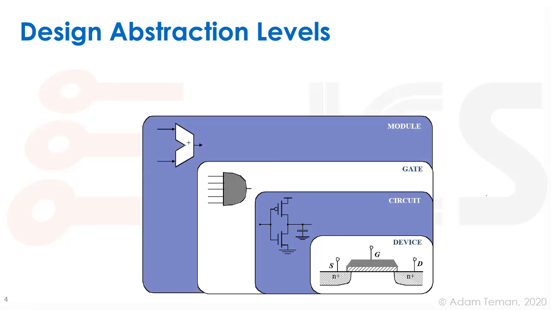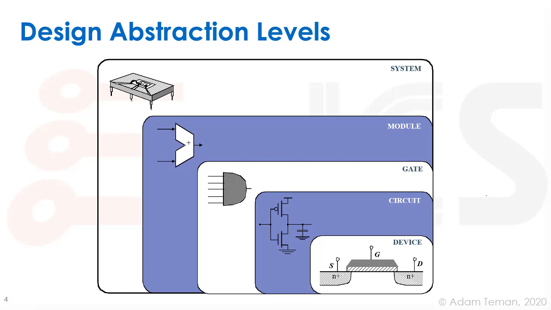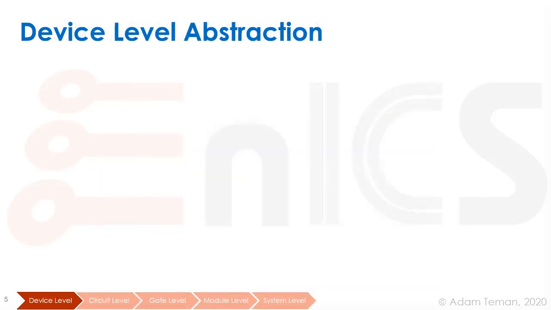On top of that, we can take the gates and build some modules, and here we show an adder that is built of several of these digital gates. And finally, we can go up to the system level that uses many of these modules to build a whole system. Let's go into detail about these different types of abstraction levels.